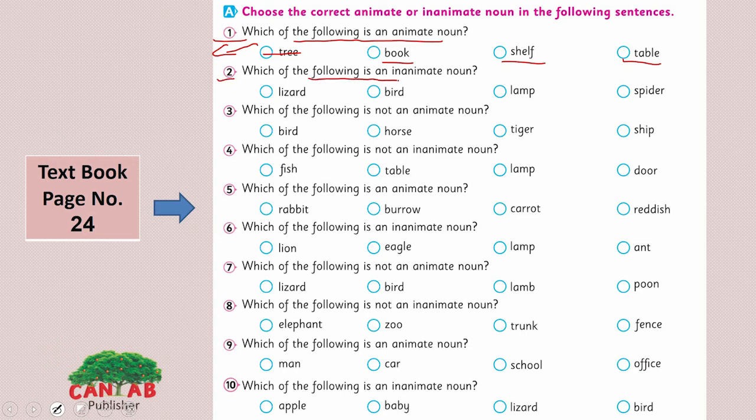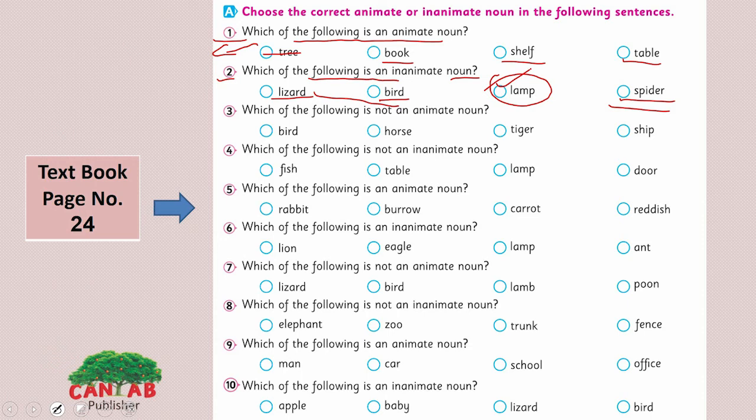Okay, look at the second one. Which of the following is an inanimate noun? Not a living being. Lizard is an animate, bird is an animate, spider is an animate. These 3 are living beings. The lamb belongs to the animal category here. So, lamb is not a living being. So, this is the right option.